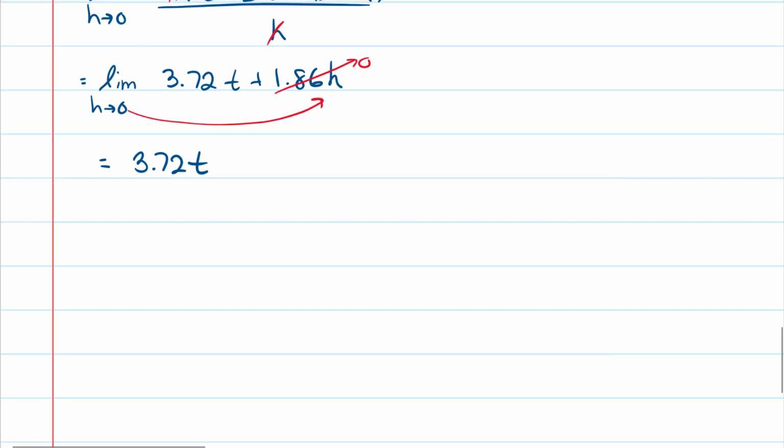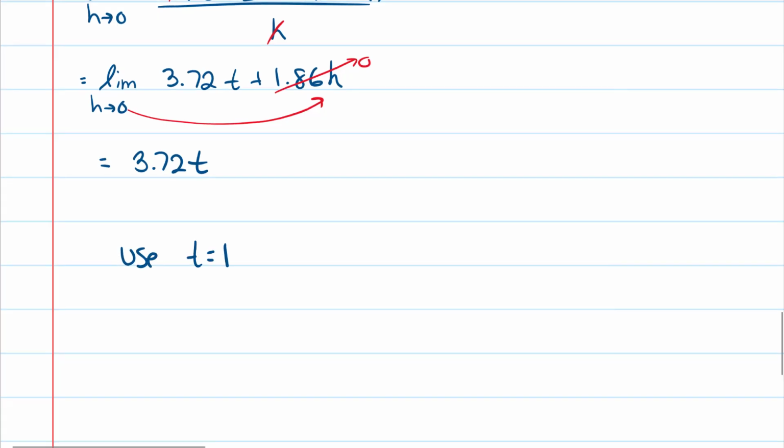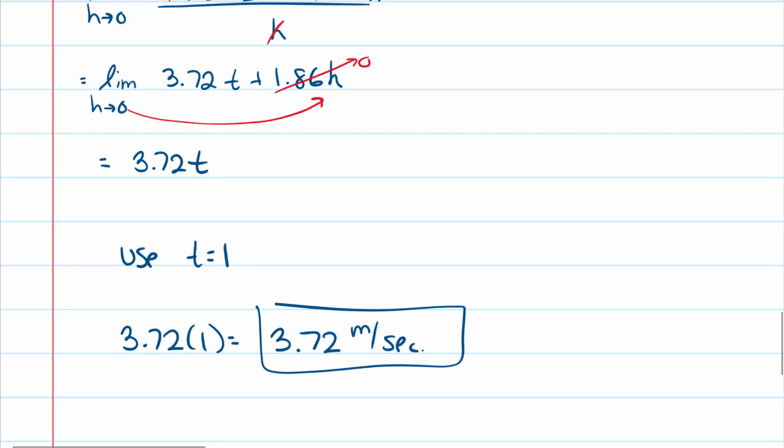So we get that the velocity or speed function is 3.72t. And so now we're going to use our t value of t equals 1. So we get that this is 3.72 times 1, which is 3.72 meters per second. And you do get a point on the test just for getting the units correct.